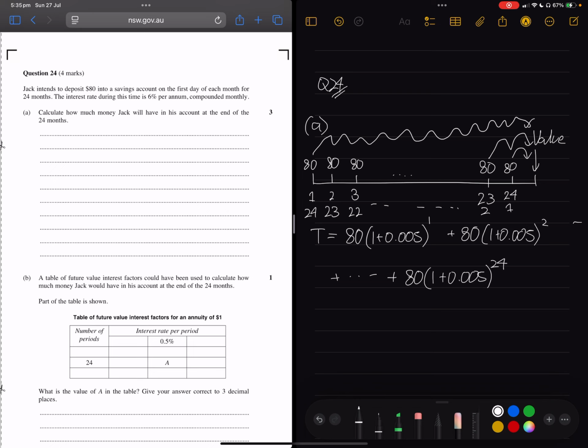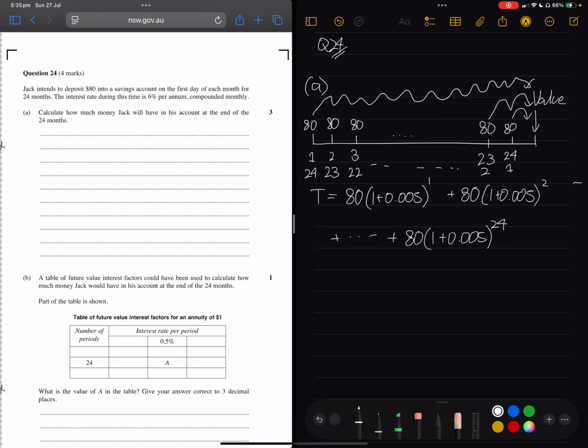0.005 to the 24. Now, all of these have an 80 in them, so we could factor the 80 out the front, and we get the total is 80 times 1.005 to the 1 plus dot dot dot plus all the way up to 1.005 to the 24. Now this is a geometric progression, right? Each term is being multiplied by 1.005 to get the next term. So if we can simplify the sum of geometric terms here, then we can find an evaluation for this, multiply it by 80, and that's going to give us the total.